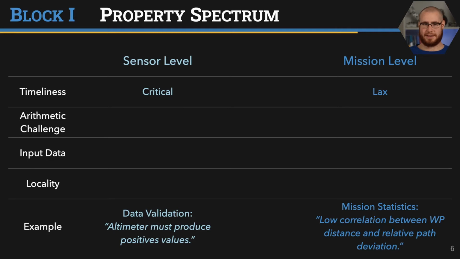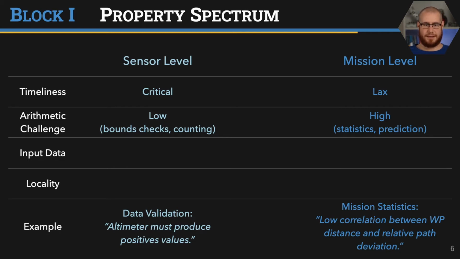On the mission level, on the other hand, timeliness is really not that important anymore. So if we just collect statistics and these statistics arrive a little late, it usually doesn't make a difference. So here timeliness is rather lax. The arithmetic challenge, on the other hand, is quite intense for mission level properties, because here we want to collect statistics. We maybe want to predict the behavior of the system or the environment. So the computations here are way more involved than on the sensor level, because here, since we have time critical computations, these computations have to be rather simple, and usually they are bound checks or just counting of values.